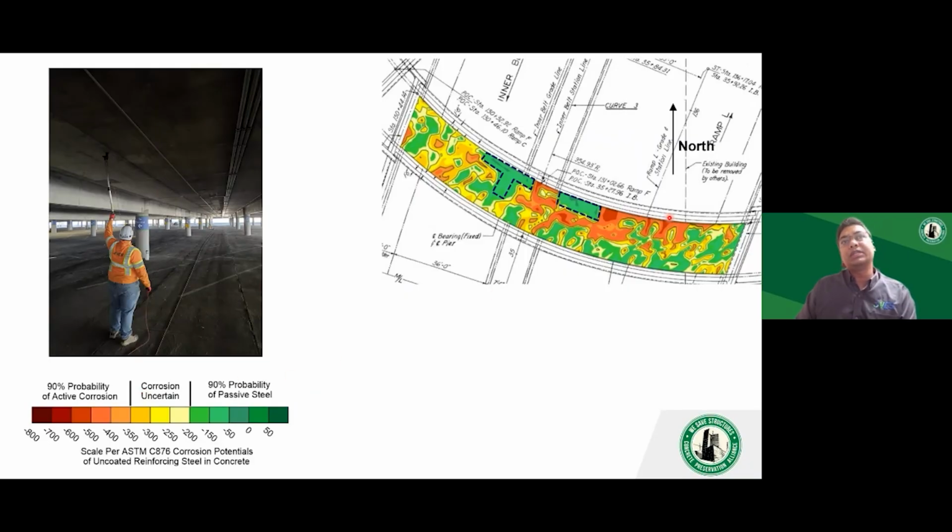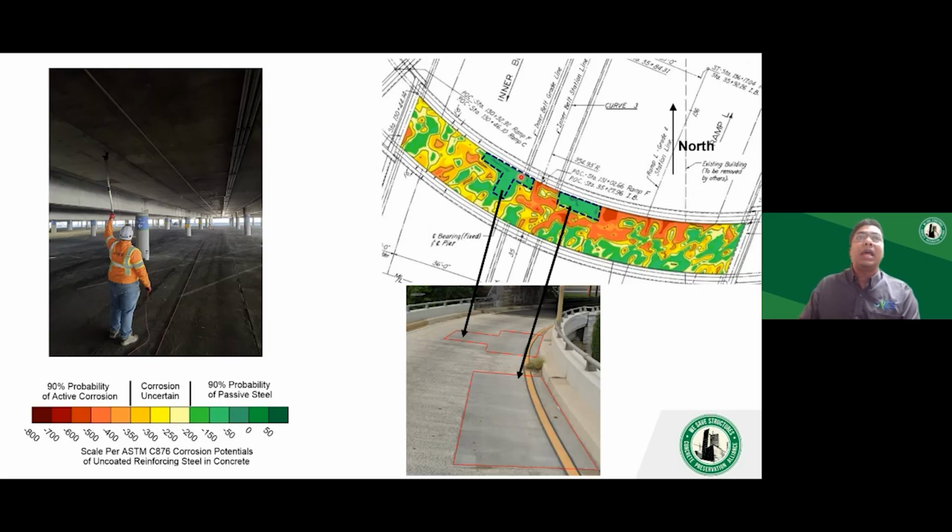This is how the corrosion potential data would look, where this is actually a corrosion potential survey on a ramp, where you see a lot of reds and yellows, and you see these two areas that are hatched. These are greens, where the steel is passive, it's not corroding, whereas the area surrounding those two hatched areas is actively corroding or in the uncertain area. And that's because in these two hatched areas is where they had previously done their concrete repairs.